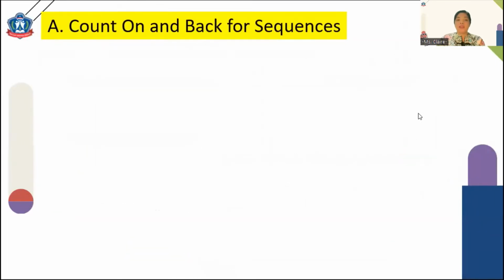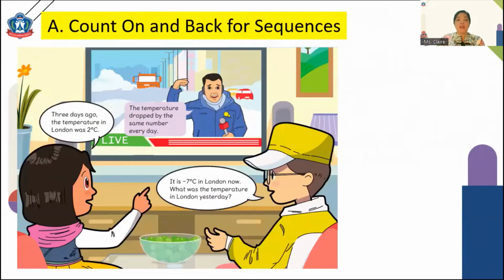Okay, let's start with Lesson A. Count on and back for sequences. Look at this picture. What can you say? There is a weather newscaster on the TV and he says the temperature dropped by the same number every day. The girl said that 3 days ago the temperature in London was 2 degrees Celsius. The boy said it is negative 7 degrees Celsius in London now. What was the temperature in London yesterday?